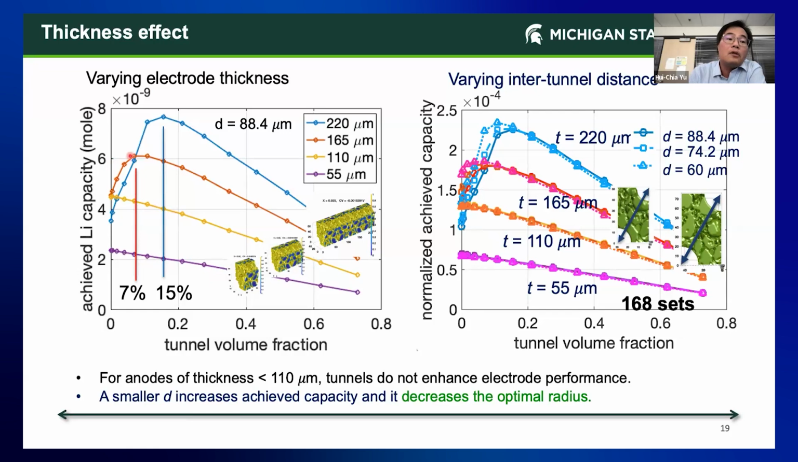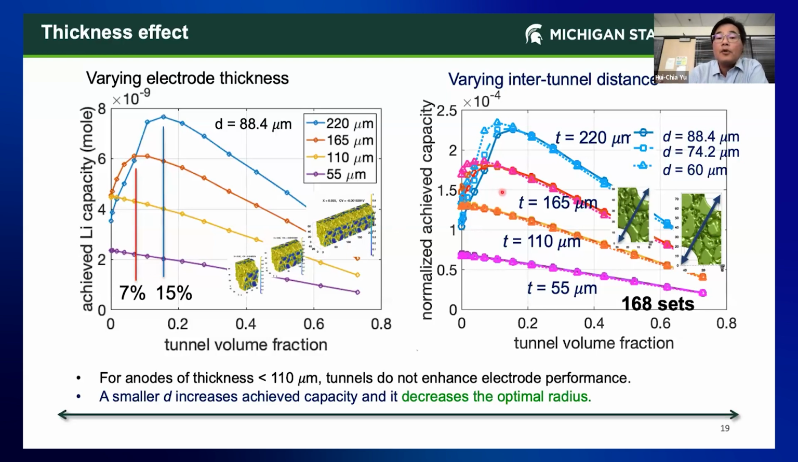tunnel can help. And then you have an even thicker one. You can increase it, and your optimal tunnel volume will be removing 15% of your electrode volume by this tunnel. But it actually responds differently at a different thickness.